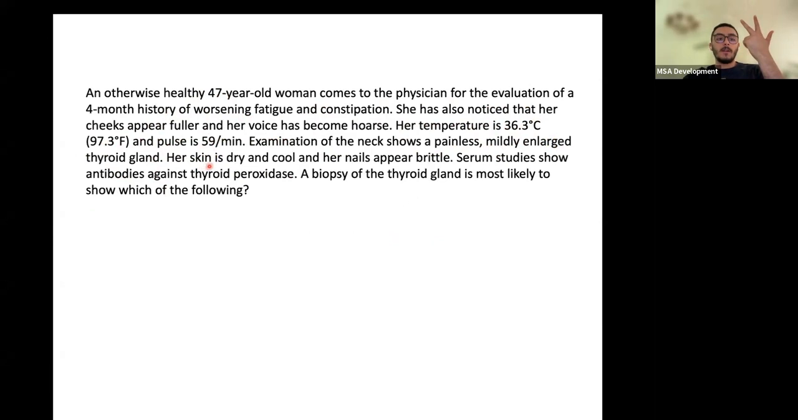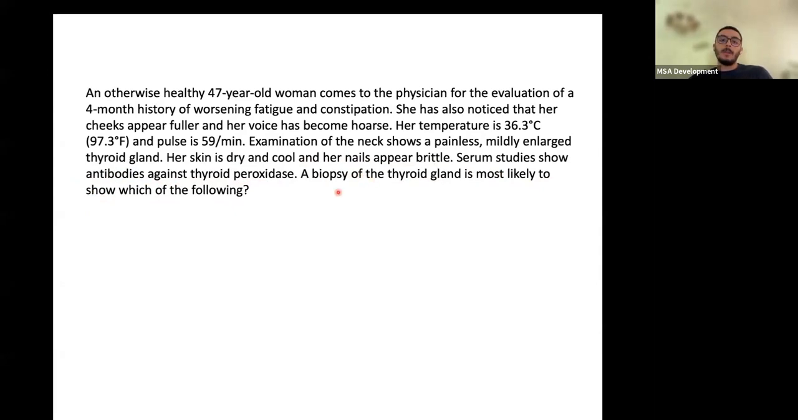Her skin is dry and cool, 4. And her nails appear brittle, 5. Serum studies show antibodies against thyroid peroxidase. A biopsy of the thyroid gland is most likely to show which of the following? This is basically Hashimoto, and the biopsy will show that a number of follicles have squamous cell epithelium.